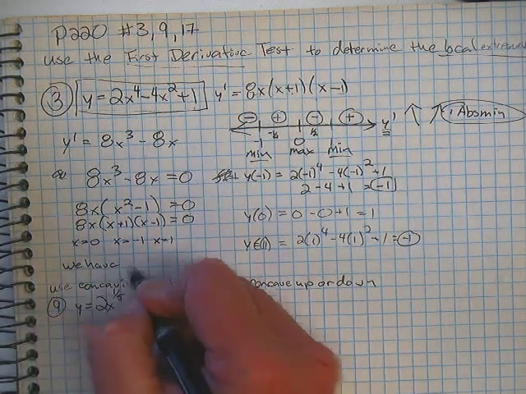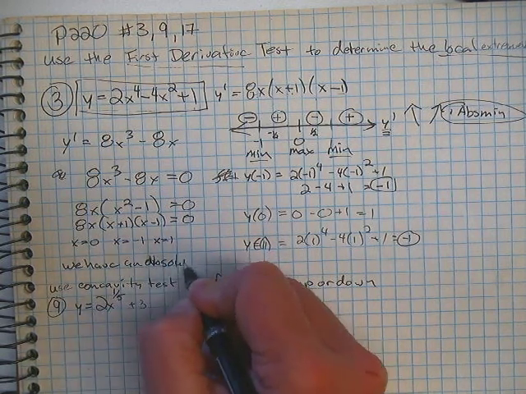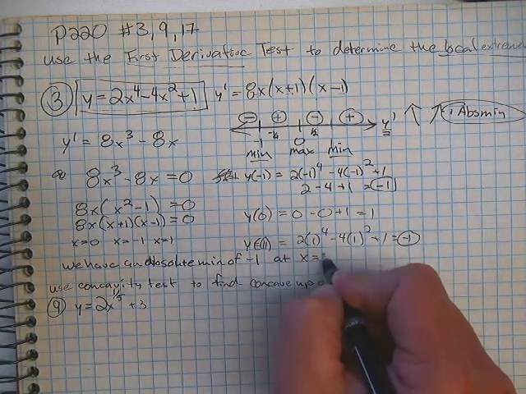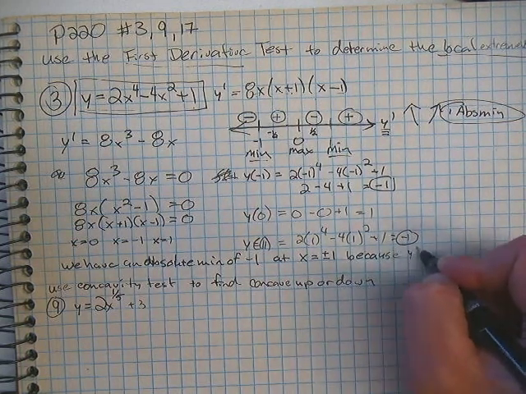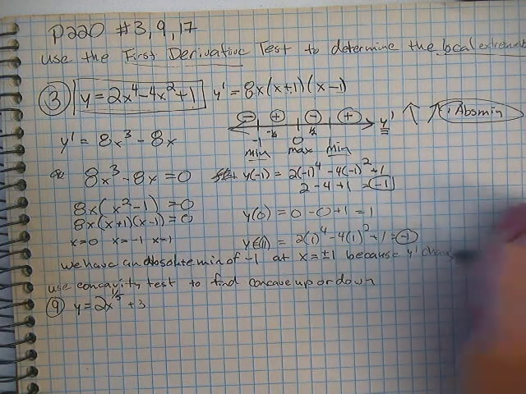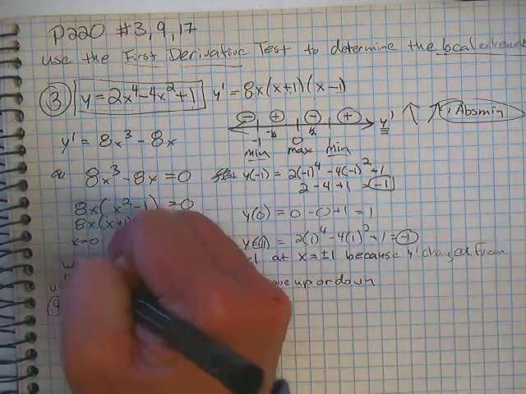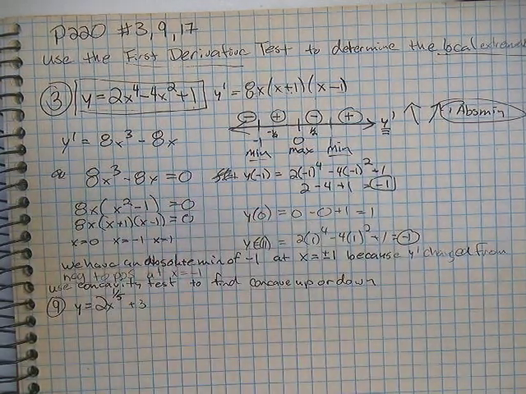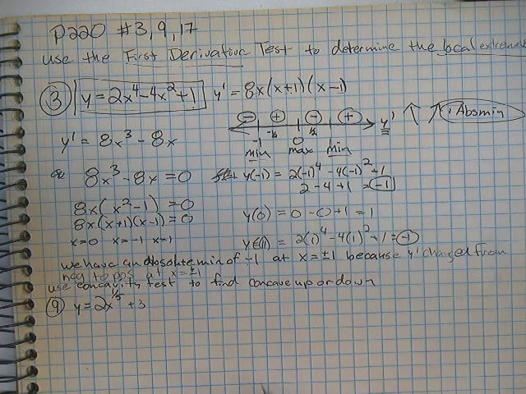So if we're going to write this out as a justification, I'll write it down right here because we want to memorize this test. We have an absolute minimum of negative 1 at x equals plus or minus 1 because y prime changed from negative to positive at x equals negative 1.